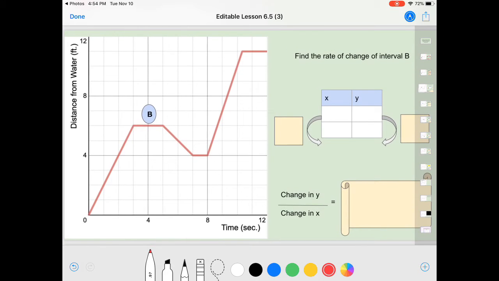What's the rate of change of interval B? Here's interval B. These are 2 perfect points. There's also a perfect point here, right in the corner of a box. Let's use this one and this one as our perfect points. So this one is 3, 6. This point is 5, 6.